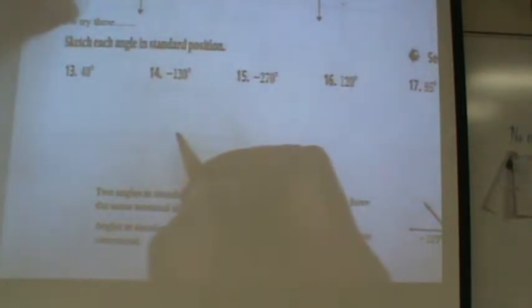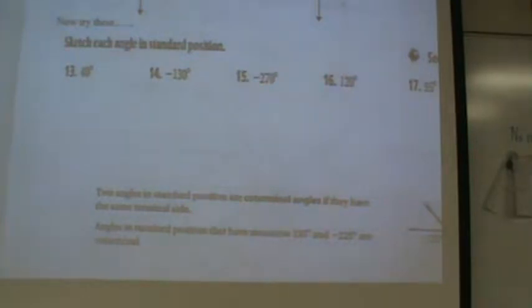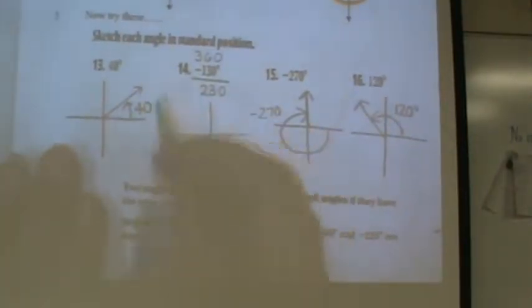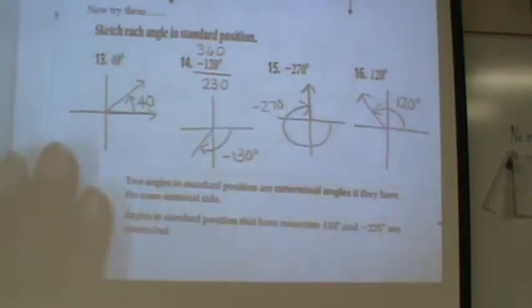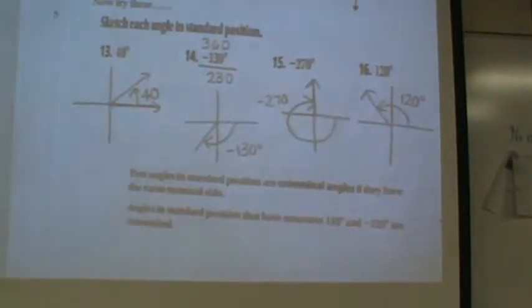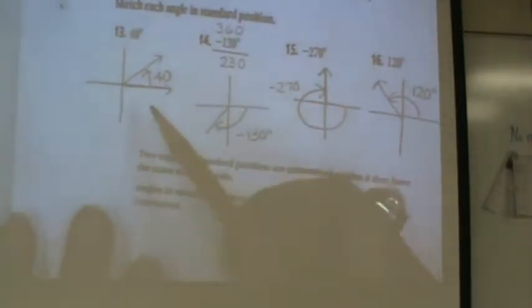What's the difference? Go ahead. If it's positive, it goes counterclockwise, and then when it's negative, you go clockwise. If it's positive, he said, you go counterclockwise, and you always measure in standard position. The positive x-axis is your initial side, and your terminal side is your ending side.